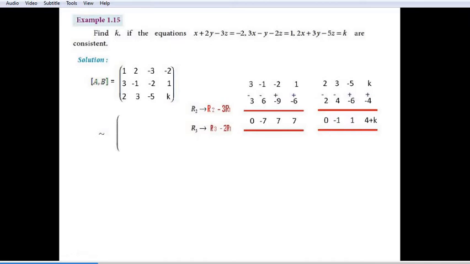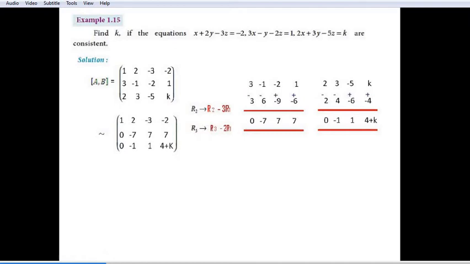Now write it in matrix form. There is no change in the R1 row, R2 row has changed to 0, minus 7, 7 and 7, and R3 changes to 0, minus 1, 1 and 4 plus k.